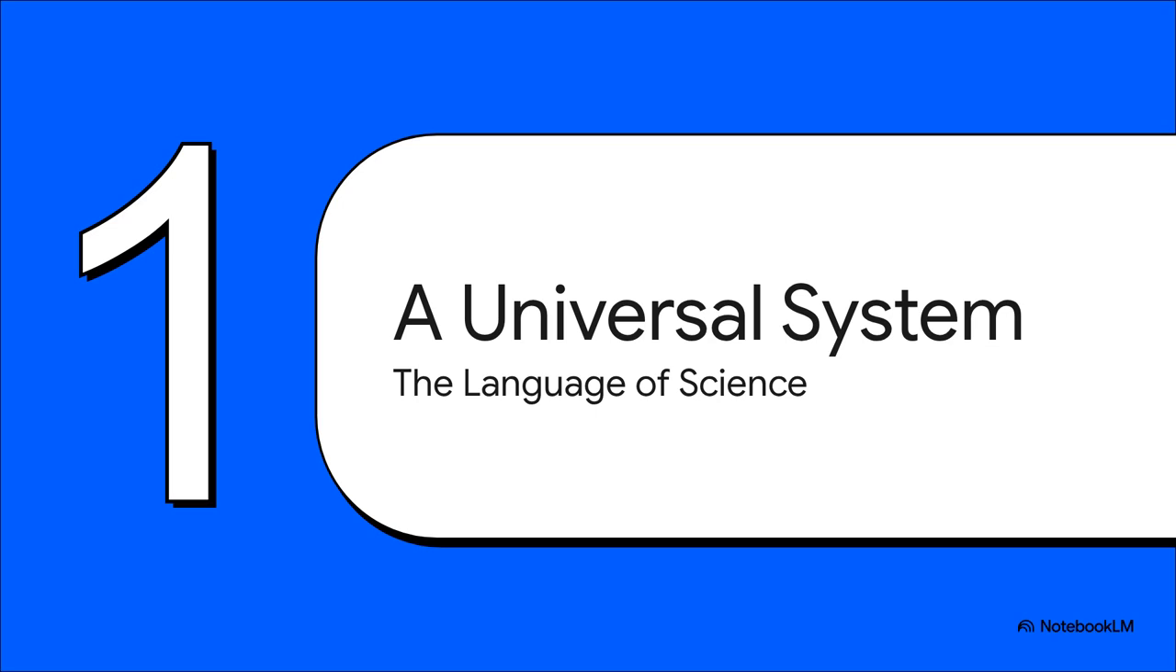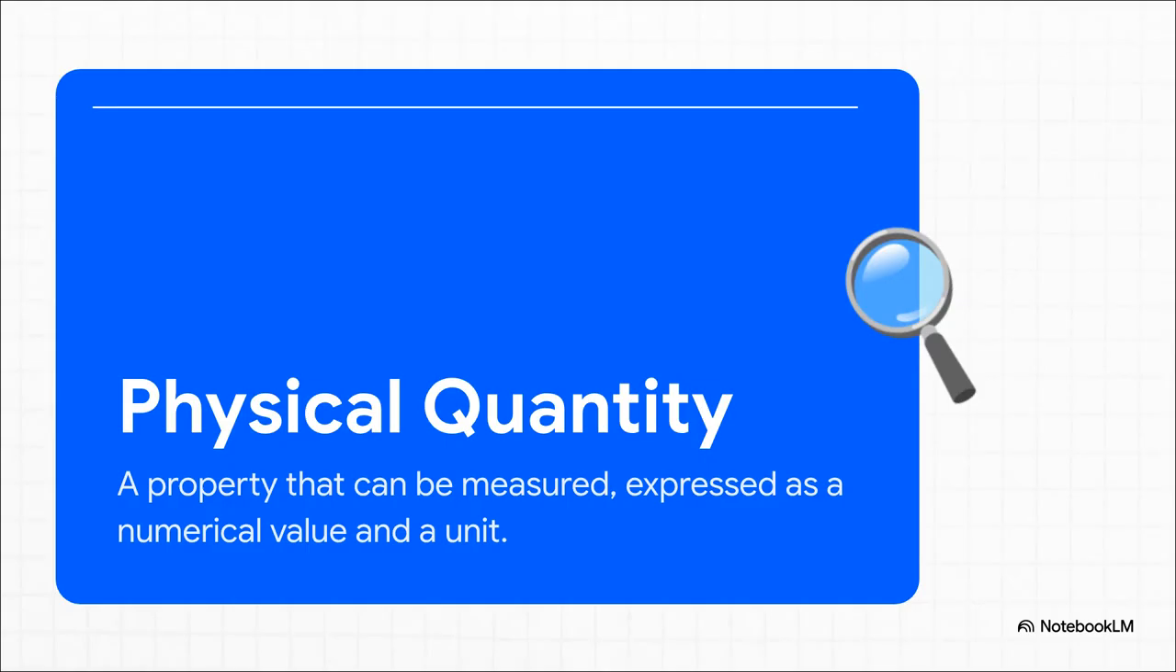Okay, so first up, that universal system. It's officially called the System International, but pretty much everyone just calls it SI. You can think of it as the agreed-upon global language for science. It's what ensures a scientist in Japan can perfectly understand and replicate the work of a scientist in Brazil. It's a huge deal.